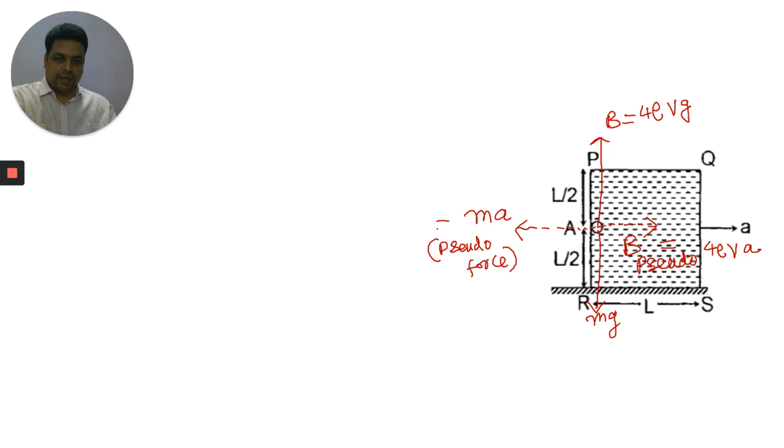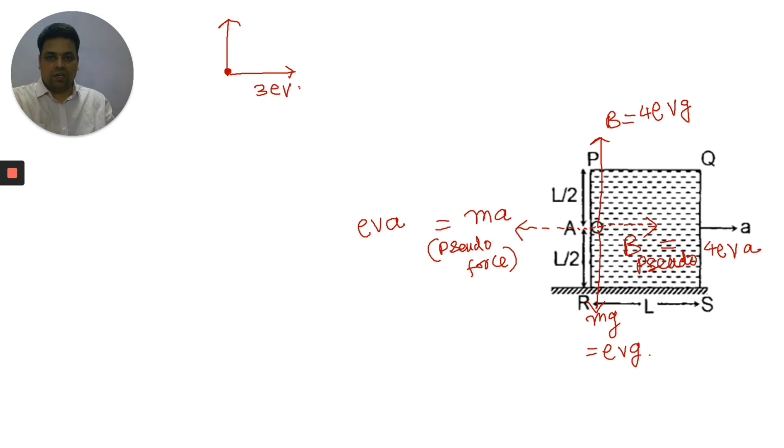But what is m? M is density of the ball into volume of the ball into acceleration. Here also density, volume into acceleration of gravity. So the resultant picture of these all forces, you can also show it like this. There is a net effect like this. 4 rho VA on the right side, rho VA on the left side will become 3 rho VA to the right and 3 rho VG upward.